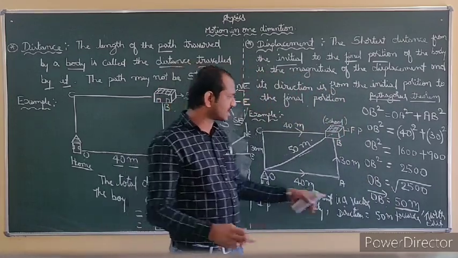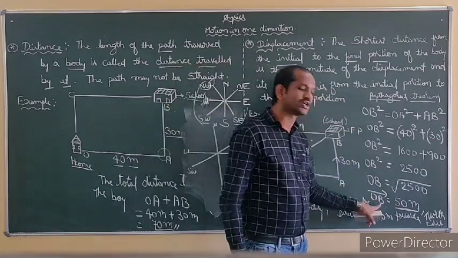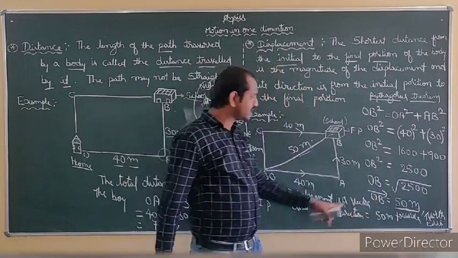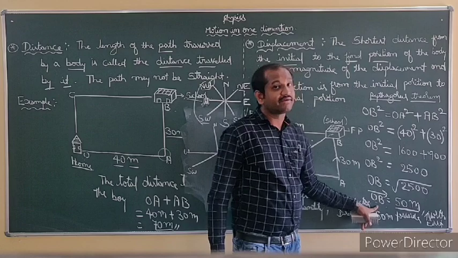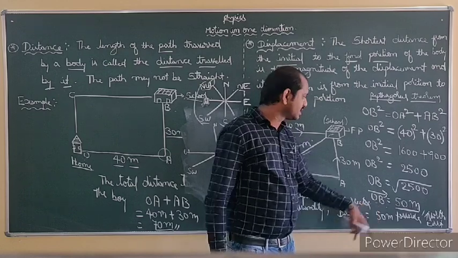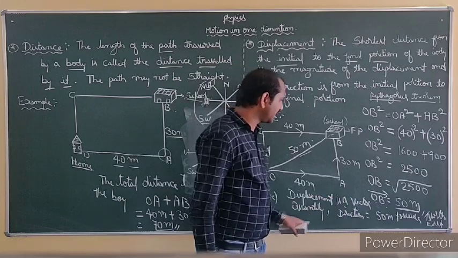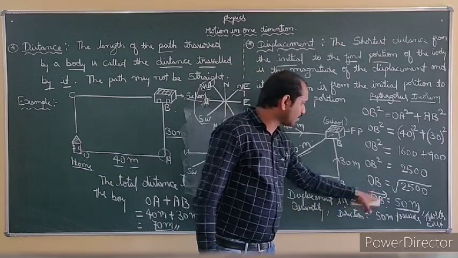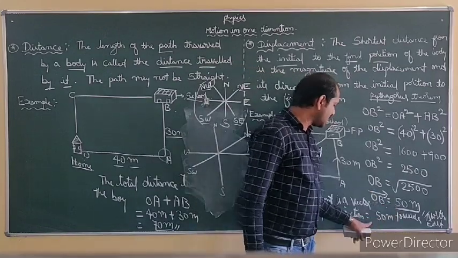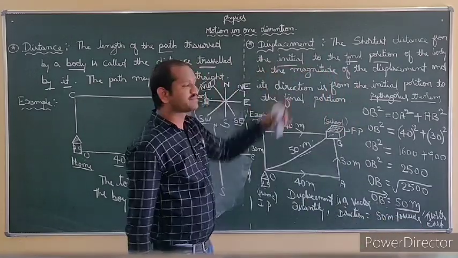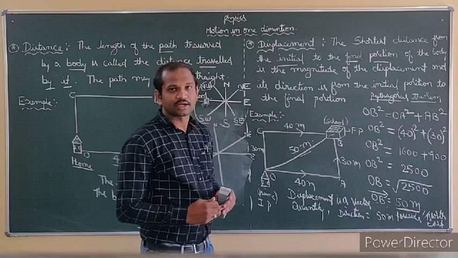For a scalar, you can just mention OB, but what about a vector? There should be an arrow mark above it. That gives you the meaning of what you mean by vector. Understand? Since displacement is a vector quantity, we have OB with an arrow mark upon it, which gives you the magnitude, and 50 meter towards northeast gives you the direction. Hence our displacement becomes a vector quantity.